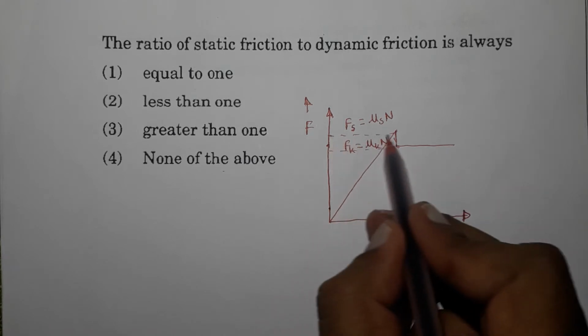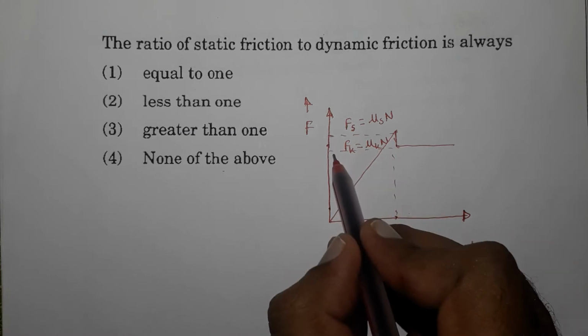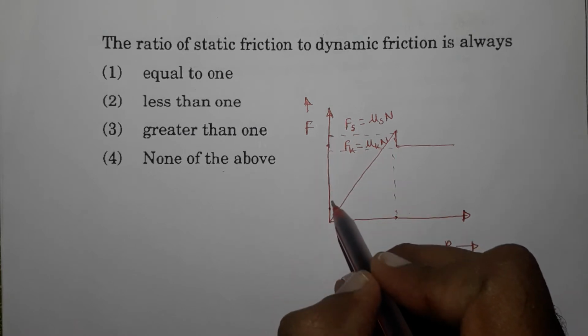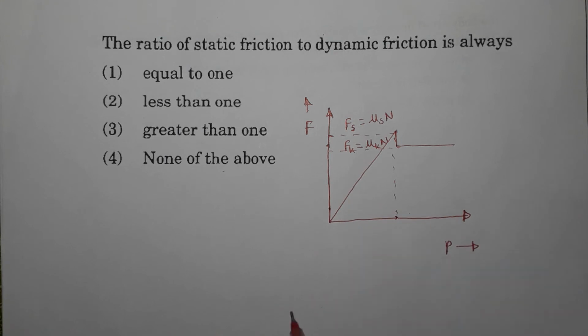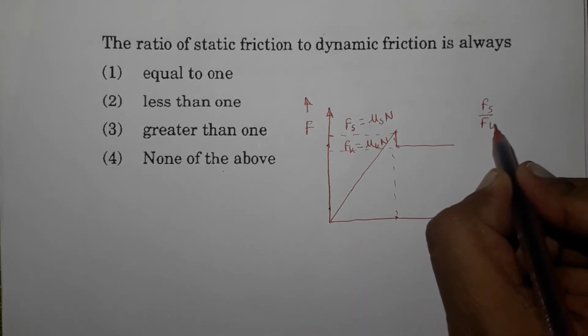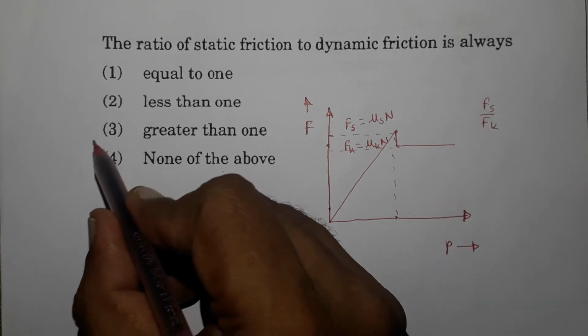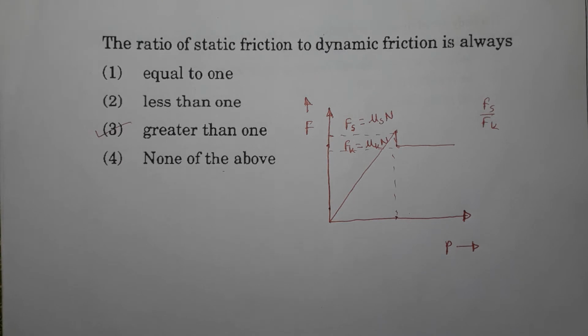So this is the maximum value of static friction, whereas this line indicates the maximum value of the kinetic friction. So from this, it is quite clear that Fs upon Fk is always going to be more than 1. So it is greater than 1. Option 3 is the correct option.